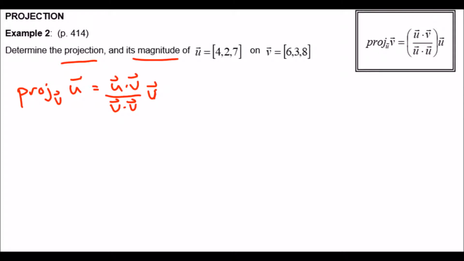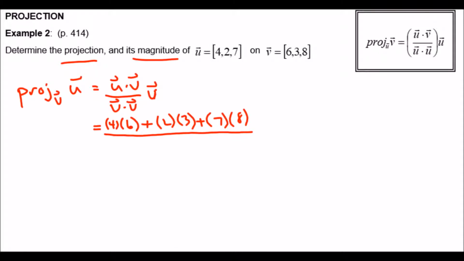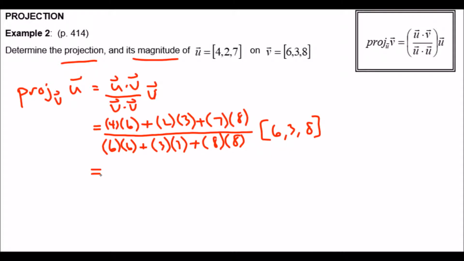So I'm going to find that out. Here u dot v is going to be 4 times 6 plus 2 times 3 plus 7 times 8, all over v dot v, so 6 times 6 plus 3 times 3 plus 8 times 8, and this is all times the vector v, which is 6, 3, 8.